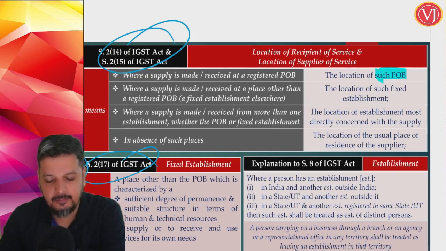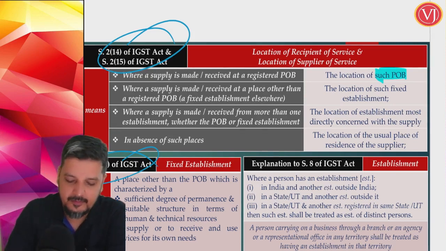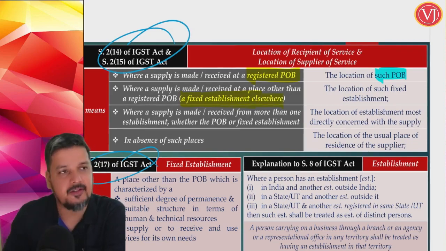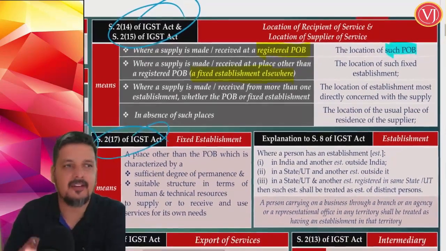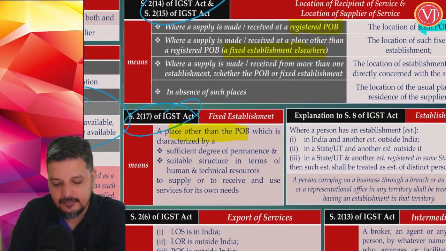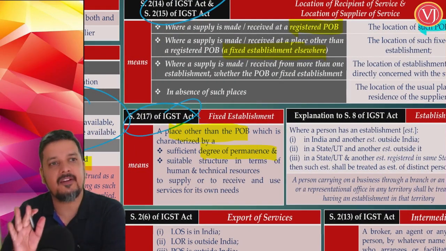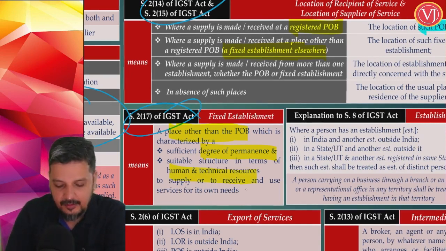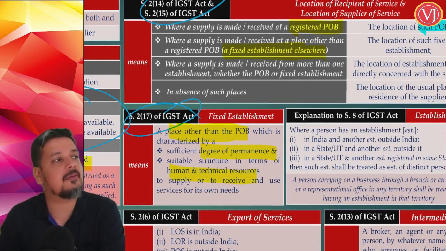Where it is made from another place, which is a fixed establishment. What do you mean by fixed establishment? It is nothing but a branch. It is a place other than the principal place of business, where there is sufficient degree of permanence, which means it is permanent, not for temporary purposes, and there are sufficient human and technical resources. In simple language, branch.